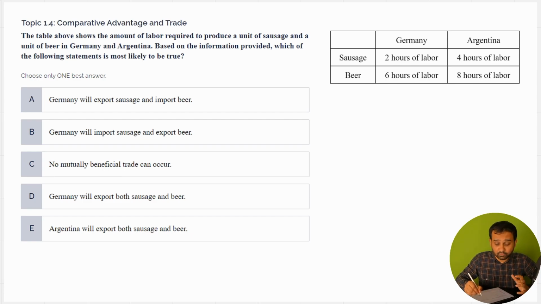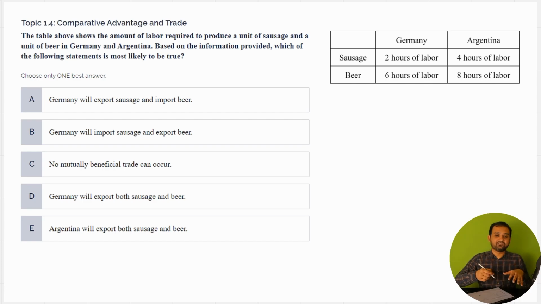Germany requires 6 hours of labor, whereas Argentina requires 8 hours of labor. So one thing that you should notice here is if you were just going by the bigger number when it comes to absolute advantage, you would get this part wrong. So you have to understand whether the table provided is talking about the amount of goods being produced, or is it talking about how much time it takes to produce 1 unit? So be careful about that.